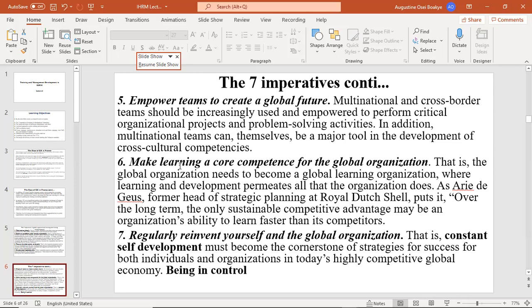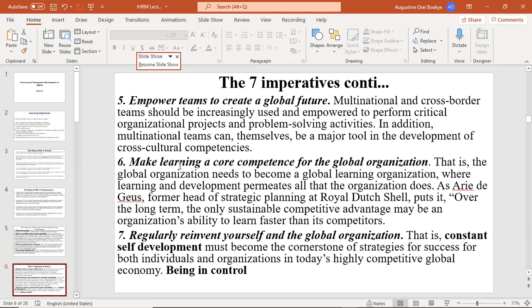And so that is why we are saying that if you want to be a serious multinational enterprise that is a force to reckon with, then there is the need for you to empower teams that will be cutting across borders. So you should be hiring top people from different countries to come and contribute their quota.